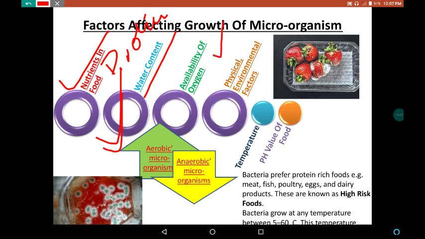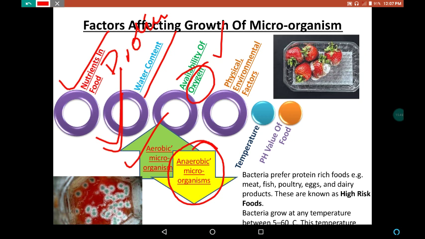Availability of oxygen. Most microorganisms require oxygen to grow. Such microorganisms are called aerobic microorganisms, which need oxygen for their growth. So when oxygen is present in food, microorganisms can develop easily. Another type is anaerobic microorganisms, those organisms which do not need oxygen for their growth.